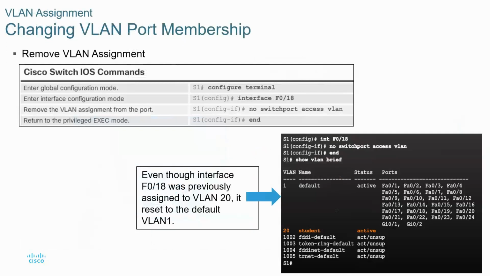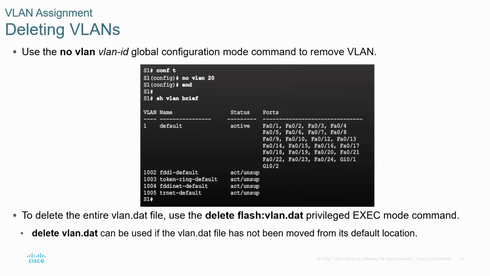If you want to change the membership of a certain port, you can say no switchport access VLAN, and it removes the membership of that port. If you want to delete a VLAN altogether, you say no VLAN, and then you give it the VLAN ID, and the VLAN will be deleted.